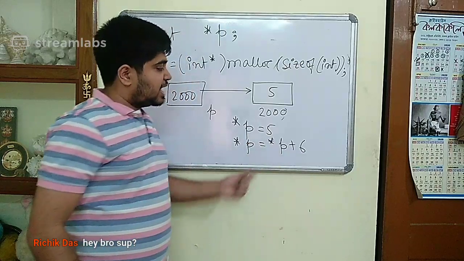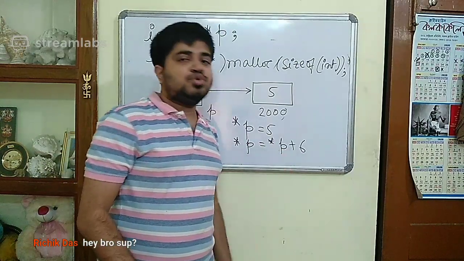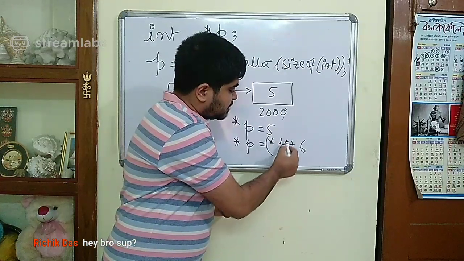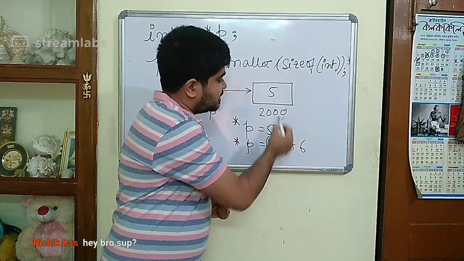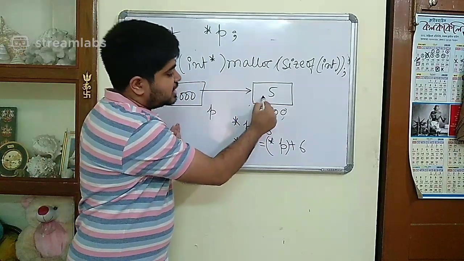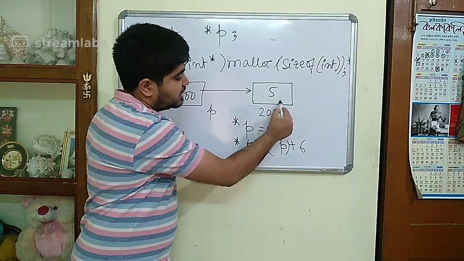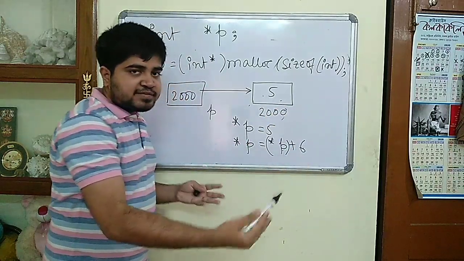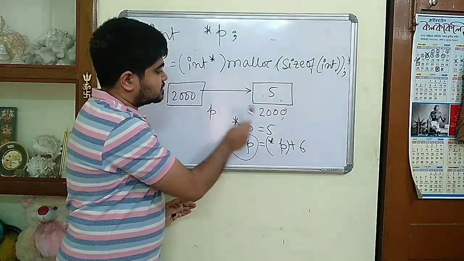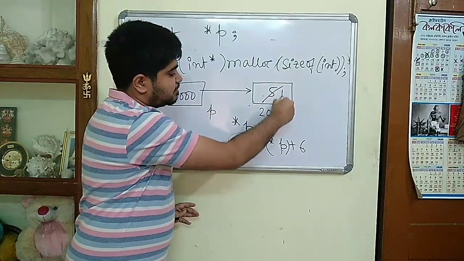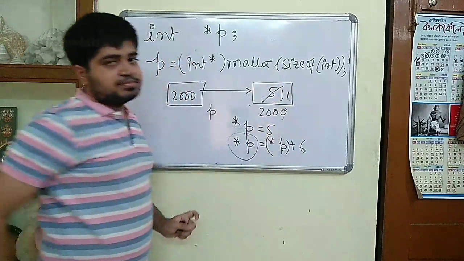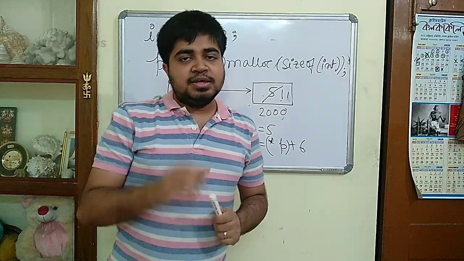This star and this plus: the star has more precedence than the plus, so this will be evaluated first. What is star of P? P is 2000, the person is here. If I want to enter the box, star of P, so 5. 5 plus 6 is 11, and storing 11 where? Inside star of P. P is 2000, star of P is here, so this will be replaced by 11. Simple as that.